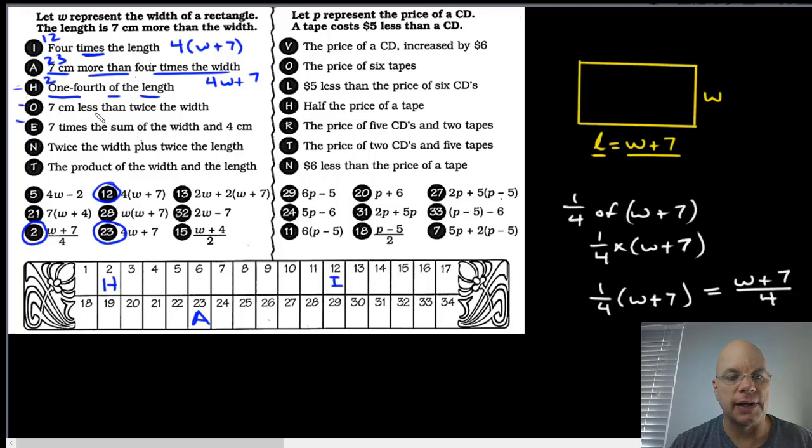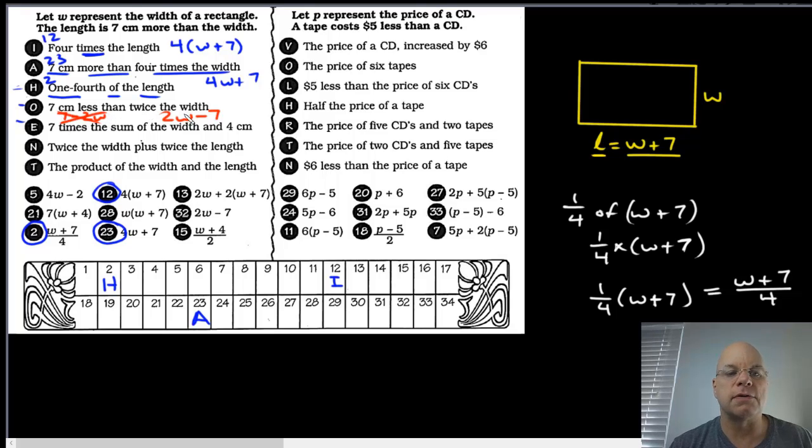O says 7 less than twice the width. Now, these particular types of problems sometimes cause confusion, because students know that less than means we're subtracting, but it isn't 7 minus twice the width. That would be twice the width less than 7. You're subtracting double the width from 7. But here it's 7 less than twice the width. So you're starting with twice the width, and it's 7 less than that, so you're subtracting 7 from 2W.